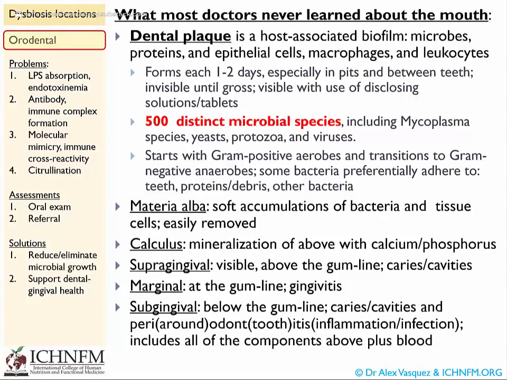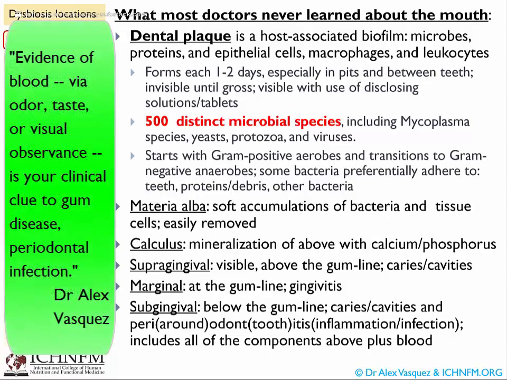Supragingival plaque is visible above the gum line. Marginal plaque is at the gum line, and that creates and contributes to gingivitis. Subgingival plaque, of course, is below the gum line, so you can't reach it by simple brushing. You might be able to reach it by deep flossing or with the use of an ultrasonic toothbrush, for example. This, of course, contributes to inflammation around the tooth. That's called periodontitis. Peri for around, odont for tooth, and itis for inflammation or infection.